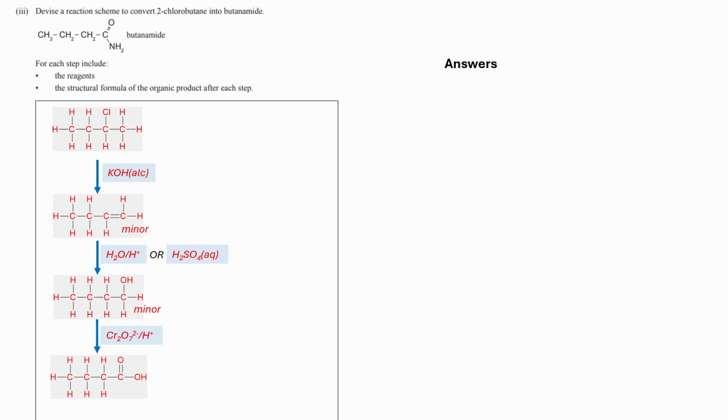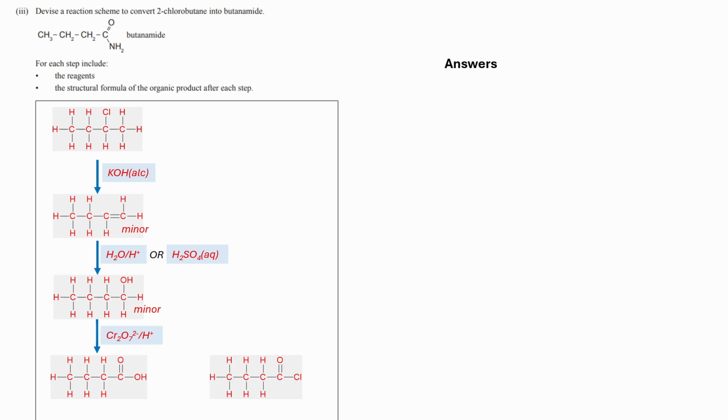Now we want to turn it into an amide, but I can't go straight from a carboxylic acid to an amide. If I add an amine to this here, they'll just undergo an acid-base reaction. The amine will grab the proton from the carboxylic acid and become an amide ion, and the carboxylic acid will just lose its proton. So what I actually need to do is to make an intermediate between the carboxylic acid and the amide. So I'm going to turn this into an acyl chloride. So you can see that here.